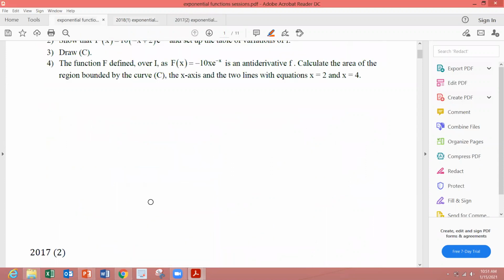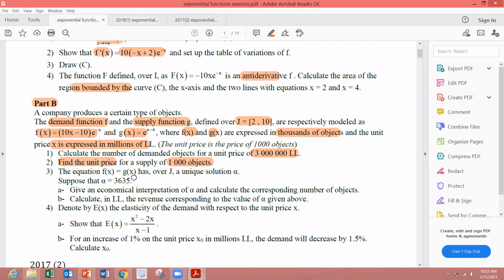Okay, now here: show that the equation f(x) equals g(x) has over J a unique solution alpha and verify that alpha is equal to 3.635. It is not 3, it is 3.635. It is not 3635, it should be 3.635. This is not correct. How to prove that f(x) equals g(x) has a unique solution alpha?